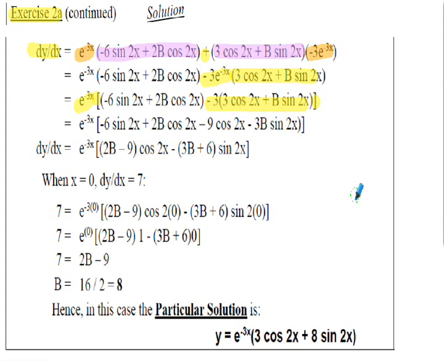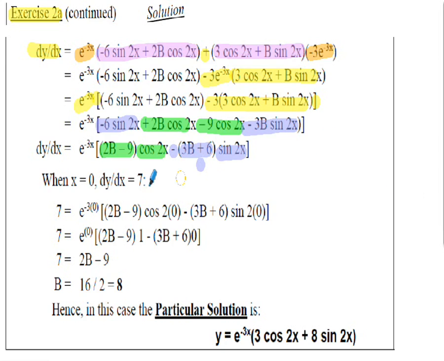What we do on the next line is factorise, so considering the positive 2b cos 2x and the negative 9 cos 2x, we can factorise on the cos 2x and have 2b minus 9 in the bracket. And then we can factor on the sine 2x, so these two terms now factored by sine 2x, so there's a factor there, and inside the bracket I've got 3b plus 6. Notice the negative is outside the bracket because they're both negative terms here, so I need the positive inside the bracket.